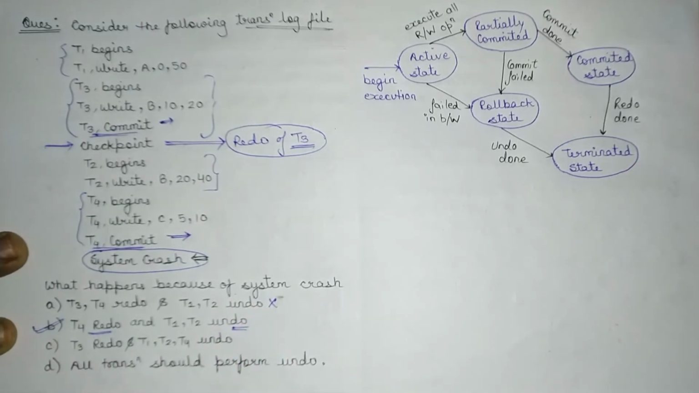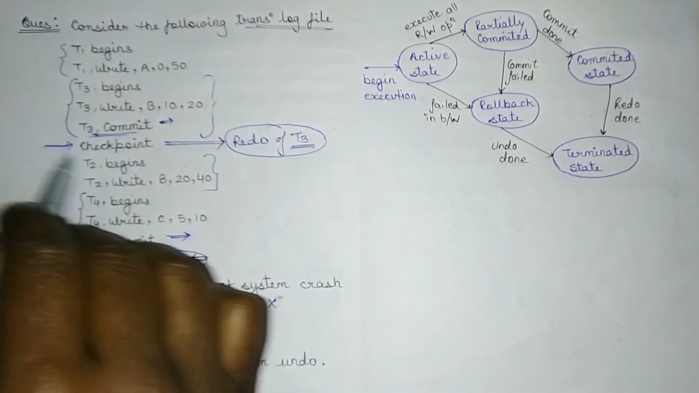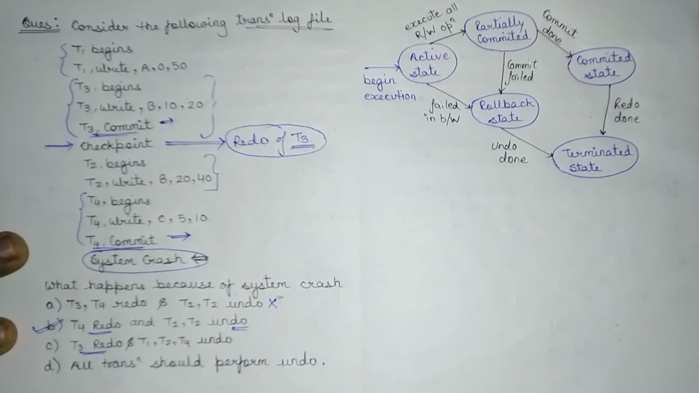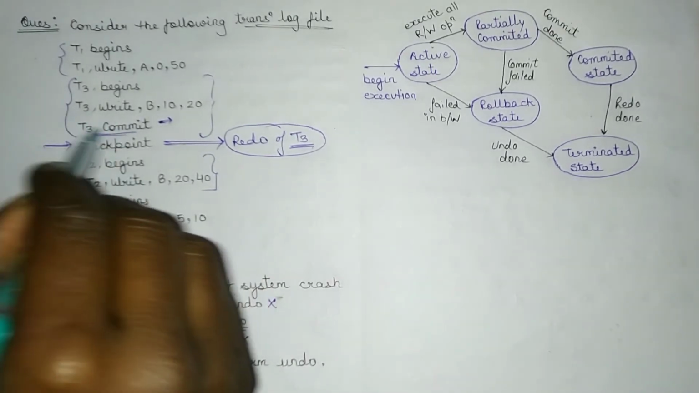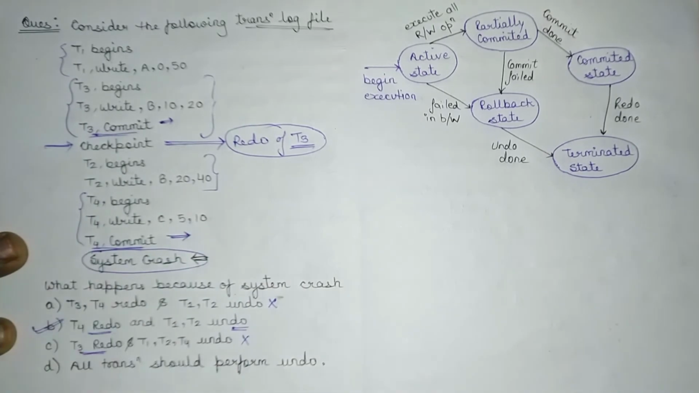Now let's check the others as well. Here, T3 redo will not happen because it already happened at the checkpoint. So this is also wrong. And all transactions should perform undo, this is also wrong because T3 has been committed and T4 has been committed, right? So all transactions will not perform the undo operation. So B is the right option, right?